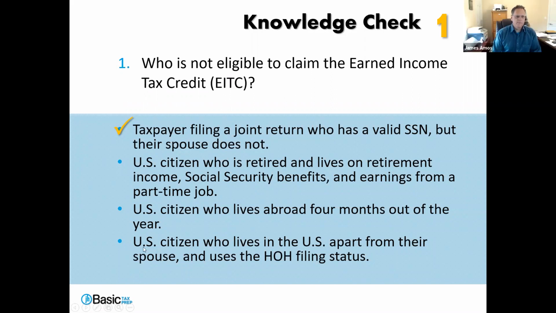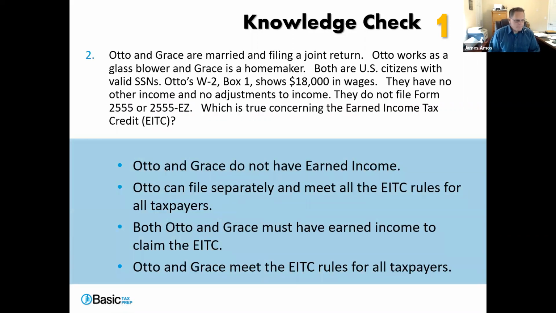Right. So a taxpayer filing a joint return who does not have a valid Social Security number. Remember that rule? Everyone on the return must have a valid Social Security number. And the spouse did not in that case. That's what disqualified them. Okay, let's go to the next one.